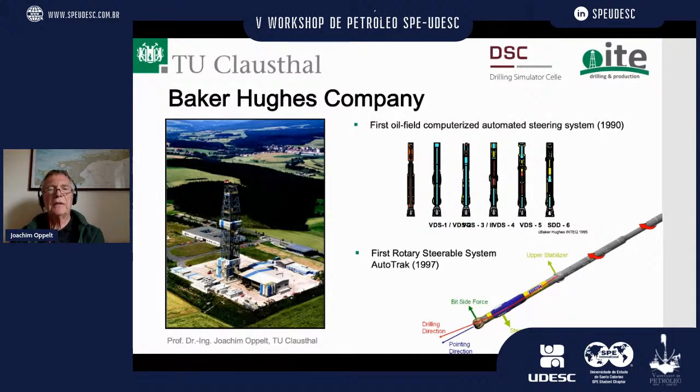And then after KTB was finished, also within my group, the globally first rotary steerable system was developed. That is in the lower part of the slide. This system is called AutoTrak, and Baker Hughes at that time was the first company to market such a system. And the rotary steerable system, as most probably everybody knows, is able to drill any desired trajectory in whatever environment and situation.